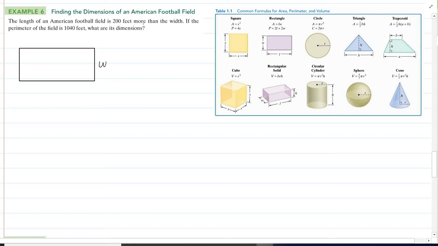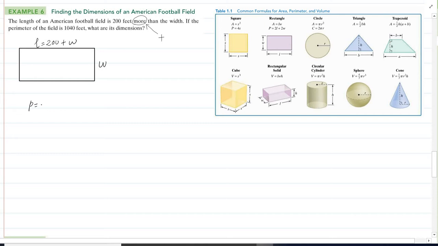When you say more, you're going to turn it into math. We're just going to add. So that means our length, I'll write L for length, equals 200 plus the width. So that's the first sentence. And then the perimeter of the field is 1,040 feet, and we're asking you what the dimensions are.